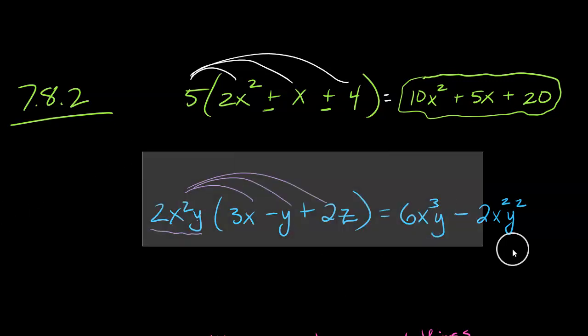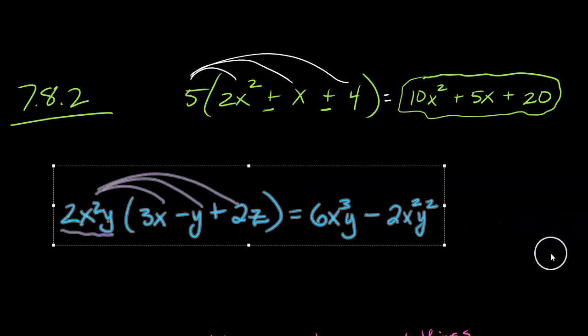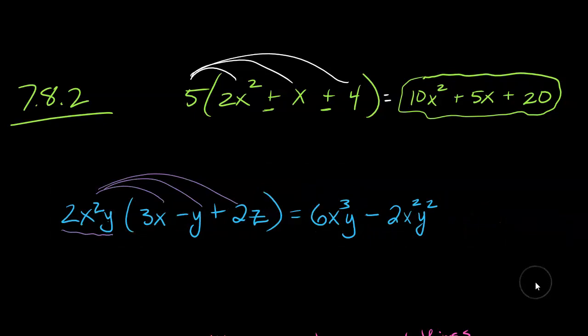And it looks like I need to make a little bit more room. And then I'm going to take 2x squared y times 2z. The plus sign stays the same. So the 2 times the 2, 4. X squared, there's no other x's, so it stays x squared. Y, there's no other y's, so it stays a y. And then this z here still gets multiplied, it's just nothing to combine it with.